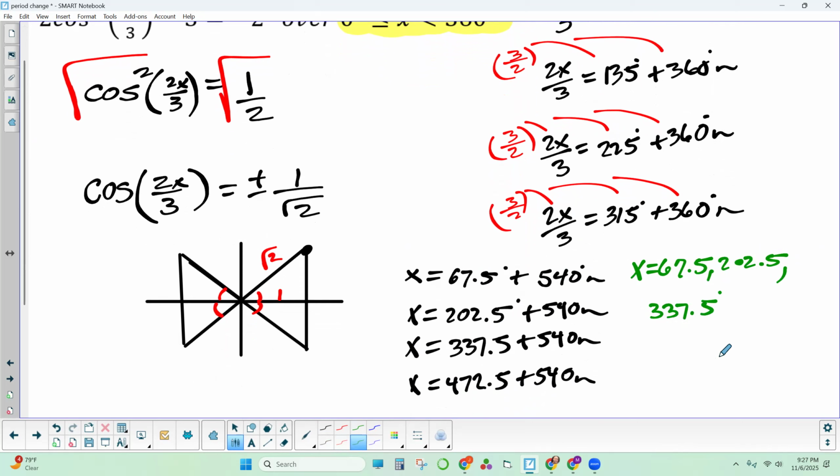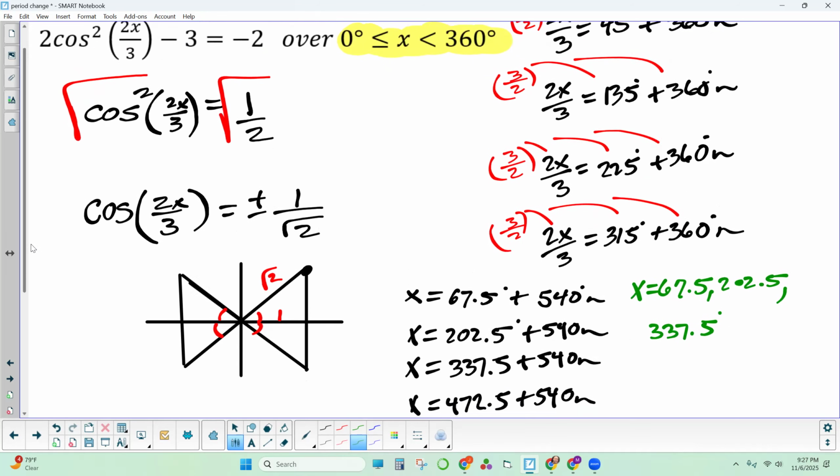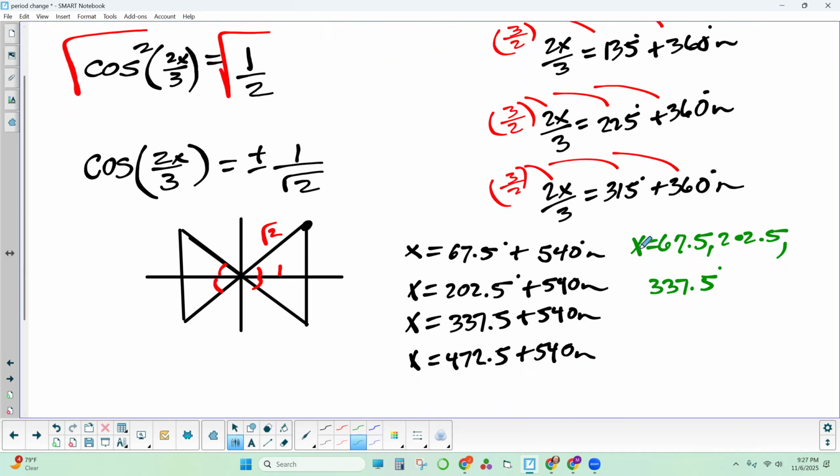337.5. Does that fall into the interval? Yes, just barely, under 360. I can't add or subtract anything there. And then the last angle, 472.5, exceeds our interval, which is 0 to 360, right? So we are going to exclude that from our solution set, which means we only have one, two, three angles here, and we are done.